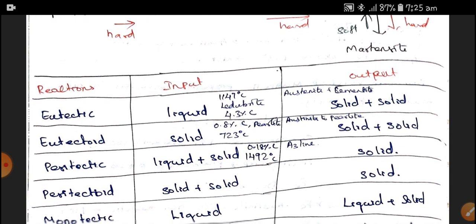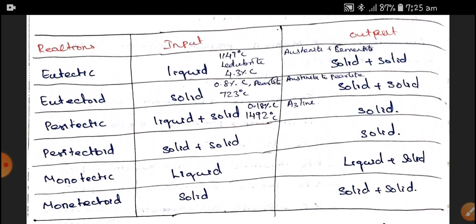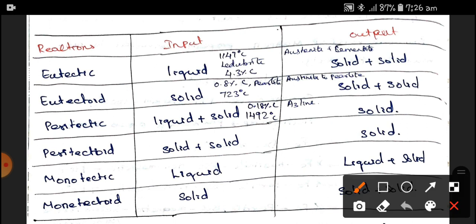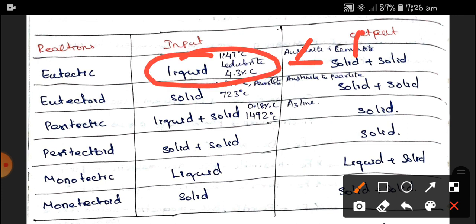So this we have to order. And next, the different types of phase reactions and the input and output are given here. The first one is the eutectic reaction. The input is in the form of a liquid state at a temperature of 1147 degrees Celsius. It is the eutectic composition, containing 4.3 percent carbon. The liquid is converted into two different solids, that is austenite plus cementite. This is one solid and this is one solid.